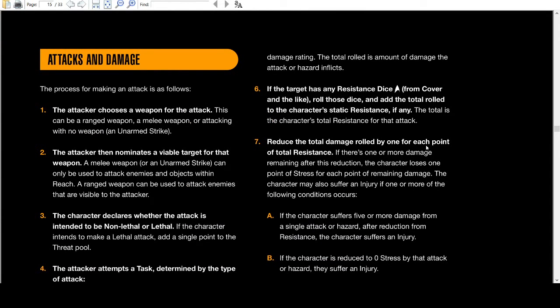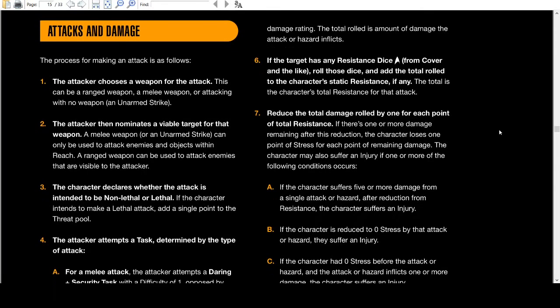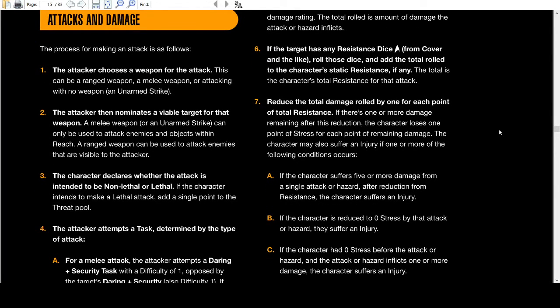Okay, so the process for making an attack is as follows. Step 1, the attacker chooses a weapon for the attack. This can be a ranged weapon, a melee weapon, or attacking with no weapon, an unarmed strike. Number 2, the attacker then nominates a viable target for that weapon. A weapon or an unarmed strike can only be used to attack enemies and objects within reach. A ranged weapon can be used to attack enemies that are visible to the attacker.